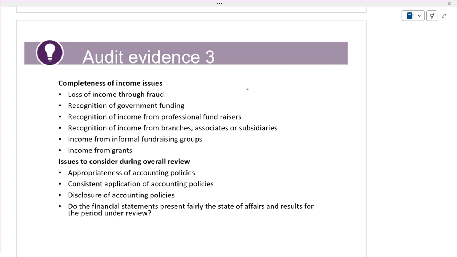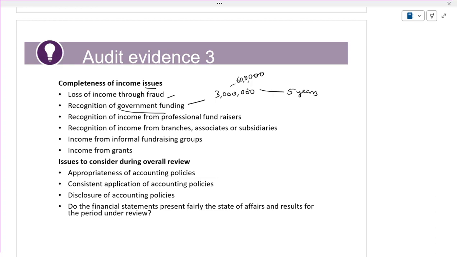Loss of the completeness of income issues, loss of income through frauds, recognition of government funding. We have to be very clear whenever the government funding comes. Government will say that we are giving how much? 3 million riyals. And government will say that this will be given for 5 years, proportionately. Every year they are getting how much? 600,000 riyals. So you have to be very clearly recognized. At the moment we receive, then only we can recognize.